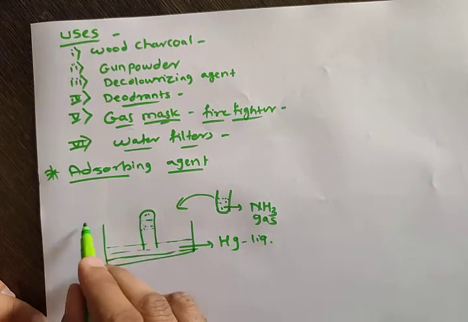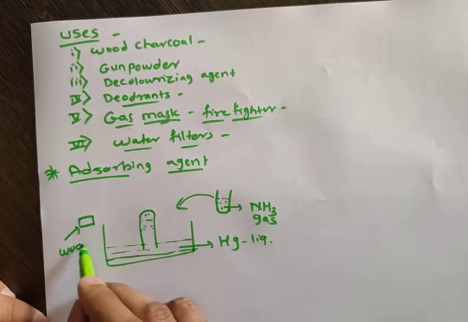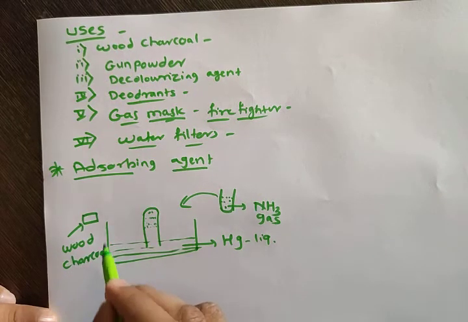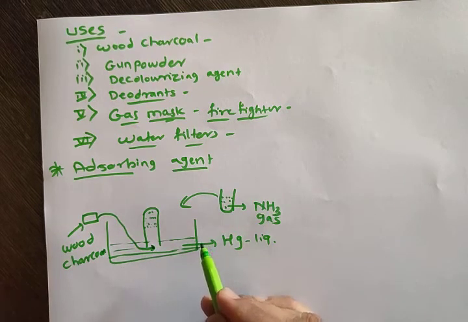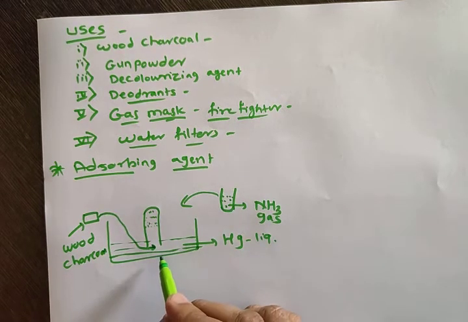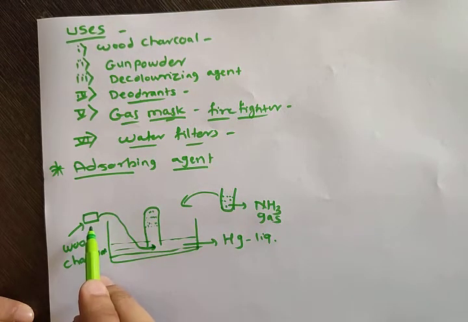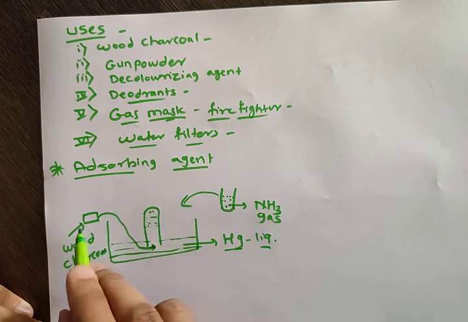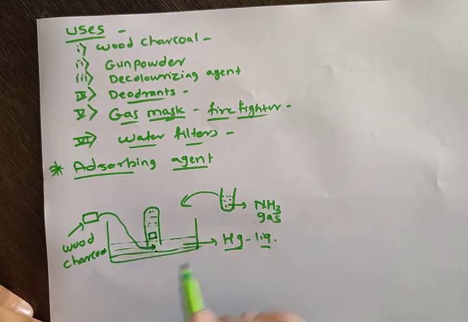Now what we will do, we will take one piece of wood charcoal, and we will place this wood charcoal here exactly below the test tube. Then what will happen, as you know, we have discussed in the properties, this wood charcoal is very light in weight and it floats on the surface of the water. Also it will float on the surface of this mercury.